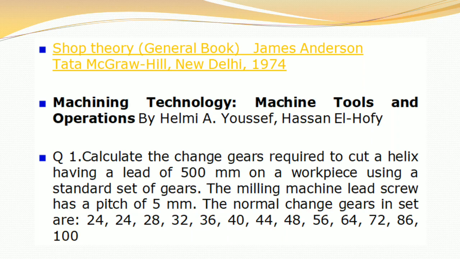There is a question for you. Calculate the change gears required to cut a helix having a lead of 500 mm on a workpiece using a standard set of gears. The milling machine lead screw has a pitch of 5 mm. The normal change gears in the set are 24, 24, 28, 32, 36, 40, 44, 48, 56, 64, 72, 86, and 100.